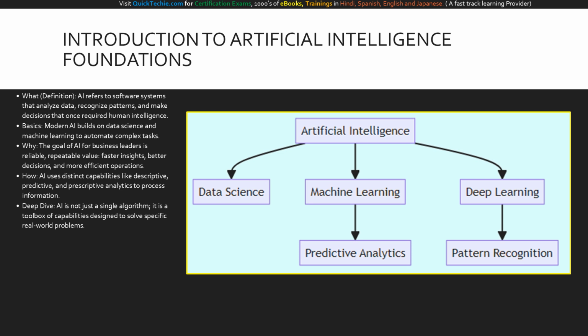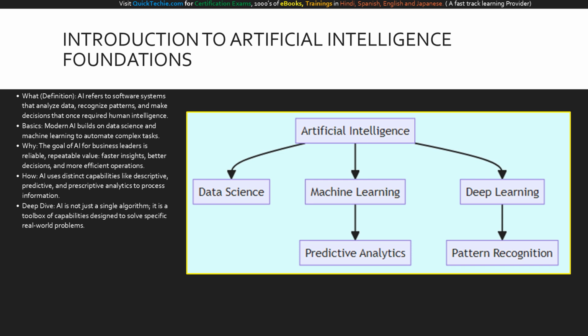Let us look at the flowchart on your screen. This diagram breaks down the umbrella term of artificial intelligence into its foundational pillars. At the top, we have artificial intelligence, which branches out into data science, machine learning, and deep learning. Notice how machine learning flows directly into predictive analytics. This is because ML techniques allow systems to learn from data and make future predictions.